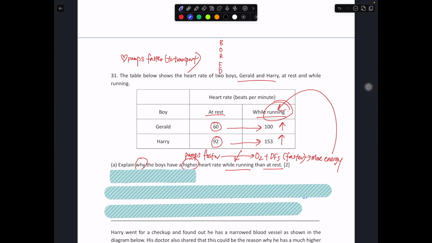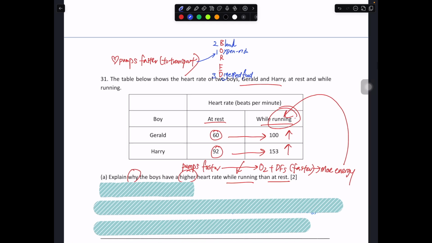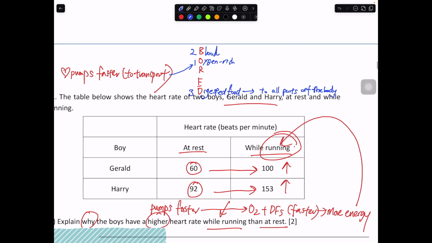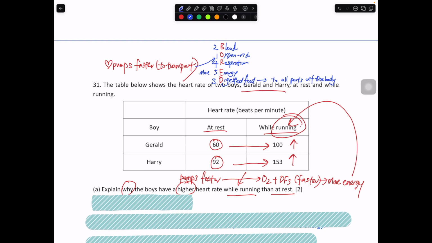It's always something like this: oxygen-rich blood. So I'll say something like this: the heart pumps faster to transport oxygen-rich blood and digested food. Sometimes I may even include to all parts of the body, for respiration. The last one is energy, to release more energy. This will help you to fully answer why the heart rate increases: to get more energy, and more energy comes from where? Oxygen-rich blood, as well as the digested food.